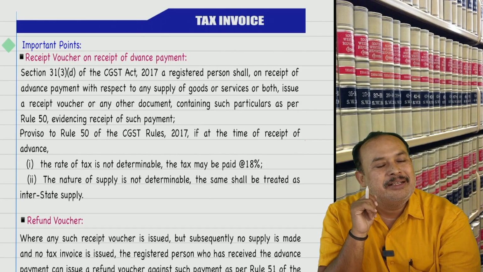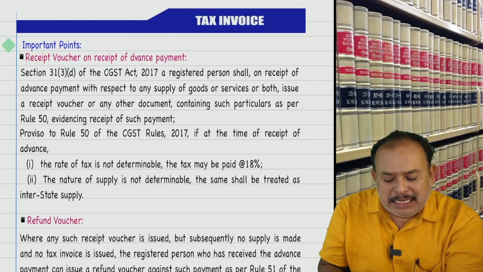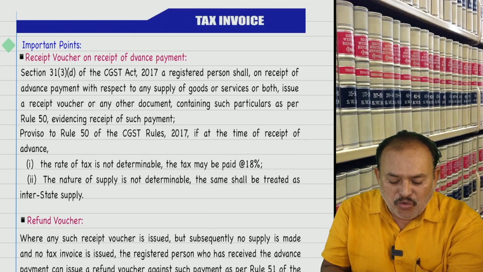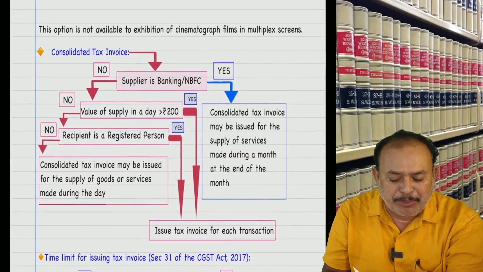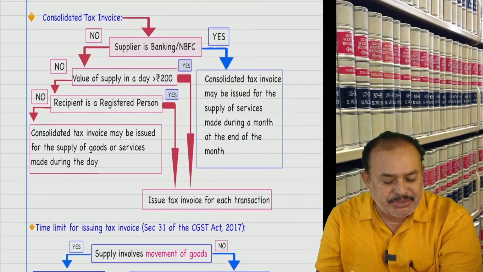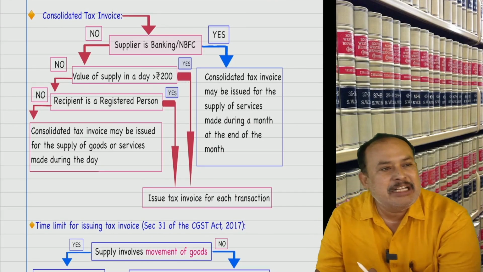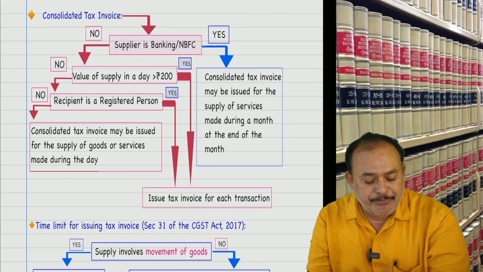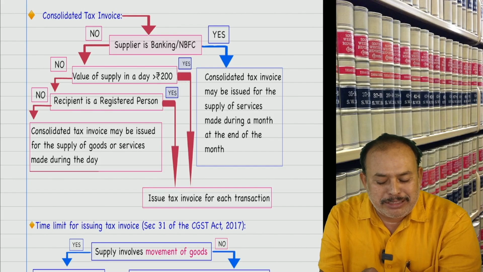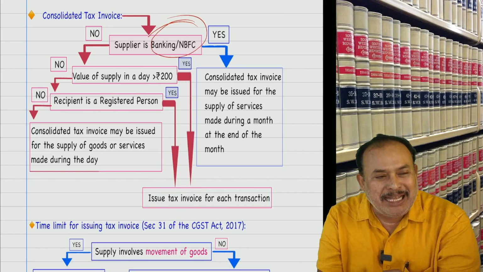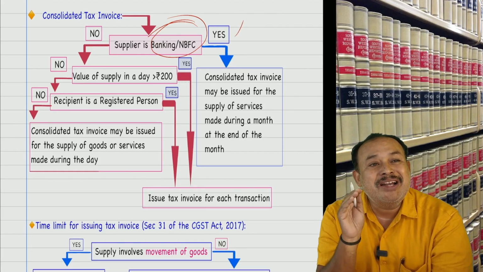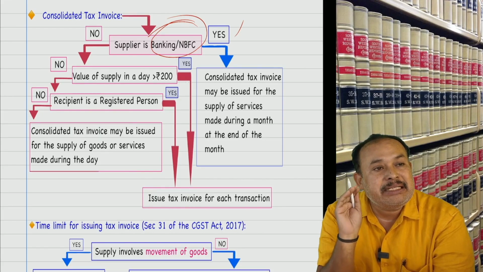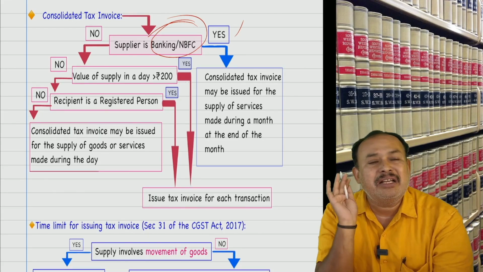Now, can I issue a consolidated invoice for my supplies? The law here says yes. In a peculiar case, when the supplier is a banking company or NBFC? Yes. If so, you can issue one consolidated tax invoice month-wise to the recipient.